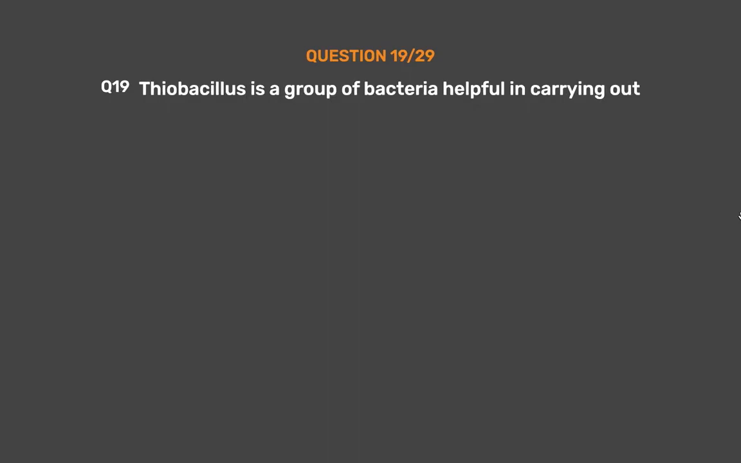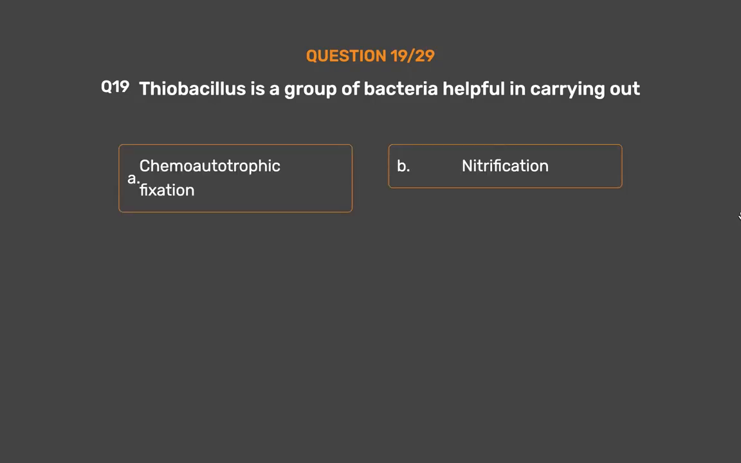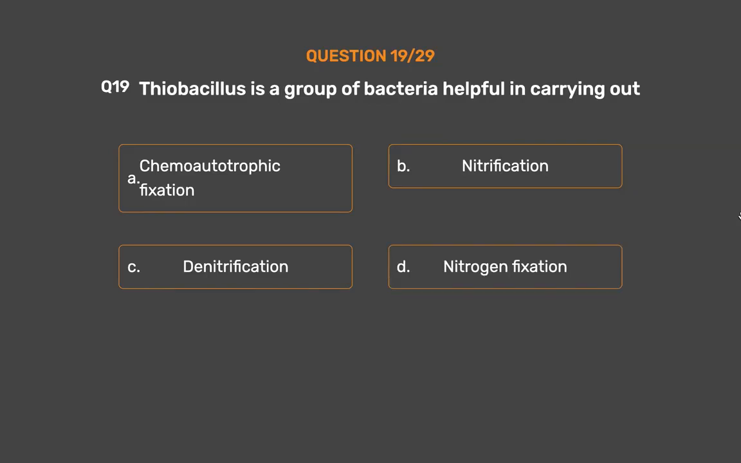Question number 19. Thiobacillus is a group of bacteria helpful in carrying out Option A. Chemoautotrophic fixation. Option B. Nitrification. Option C. Denitrification. Option D. Nitrogen fixation. The correct answer is option C.